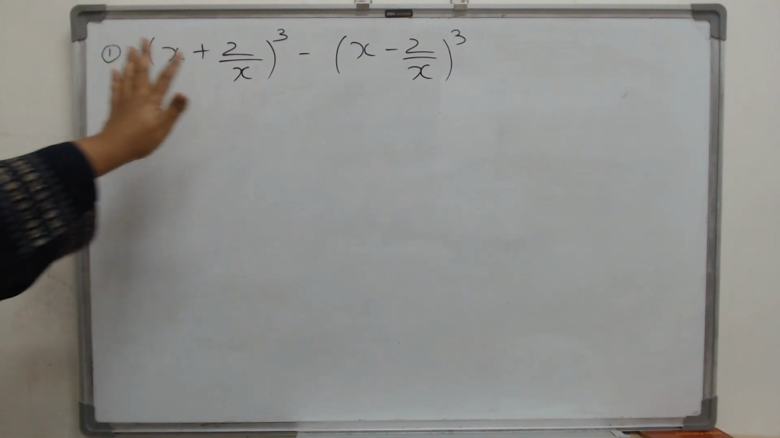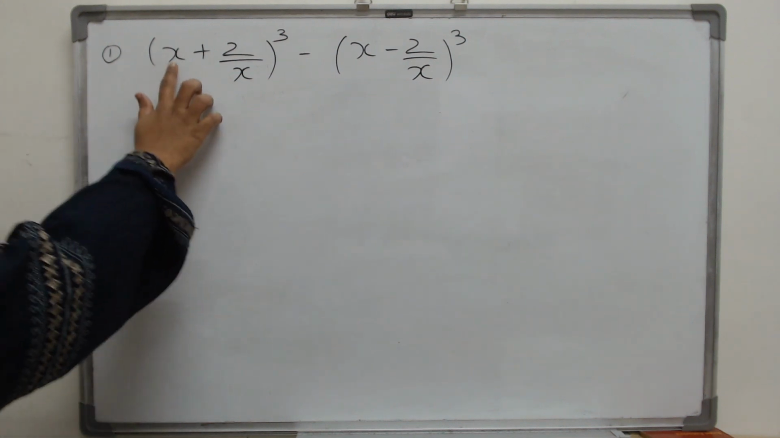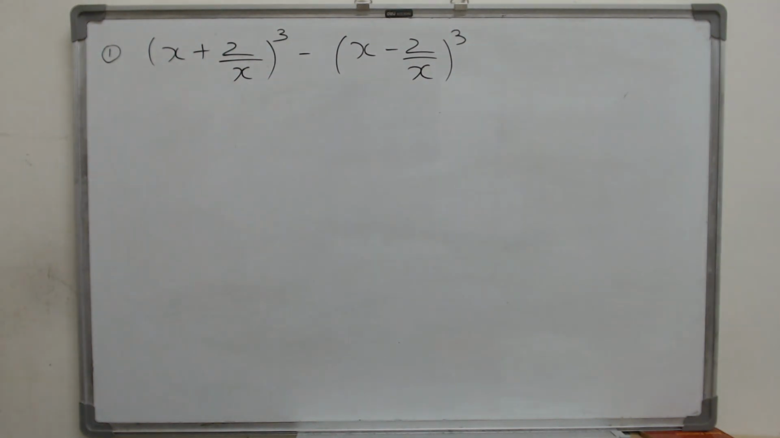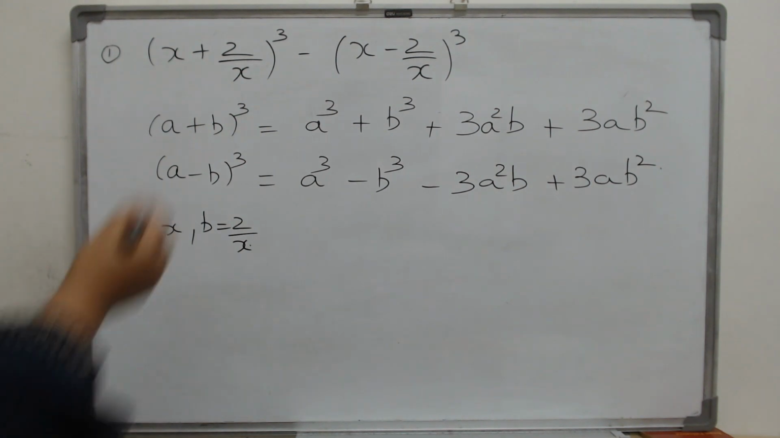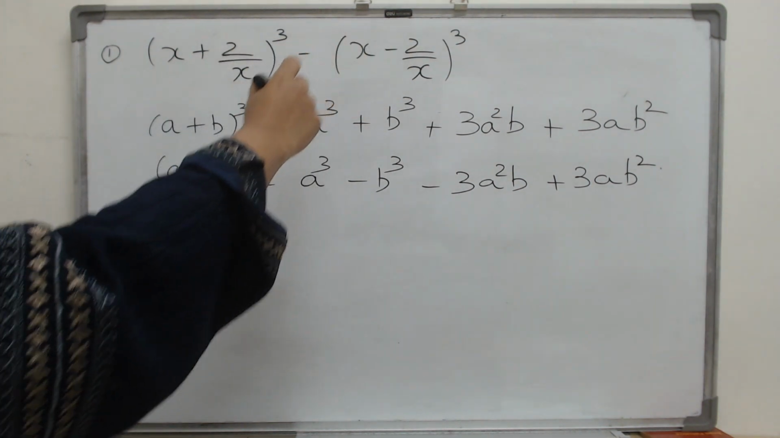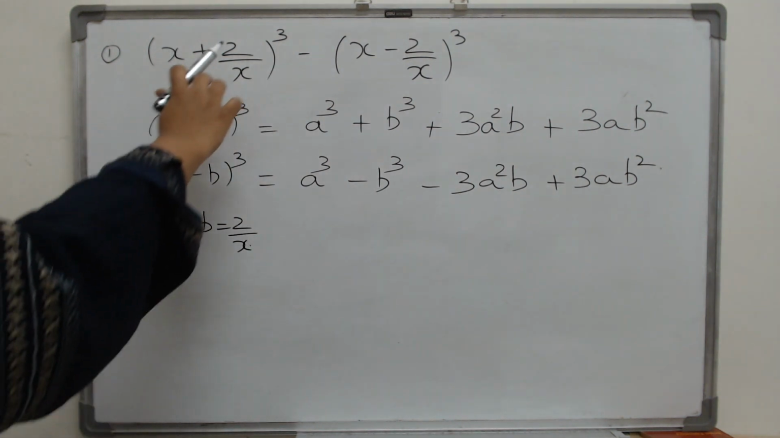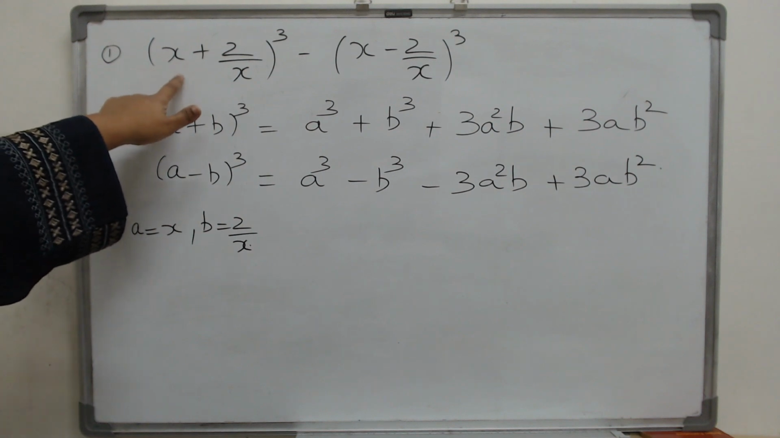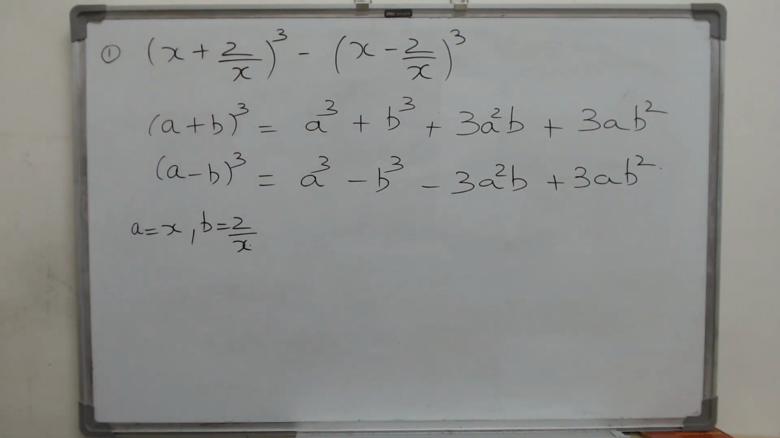Why is that? Look at the fractions here carefully. It is of the form a plus b and a minus b. And then why are we using the first form here? Let us find out. This is the question we just now did, but here I have added another term. Now what does it look like? If you take x is equal to a and b is equal to 2 by x, what do you see? It is of the form (a plus b) the whole cube and (a minus b) the whole cube.